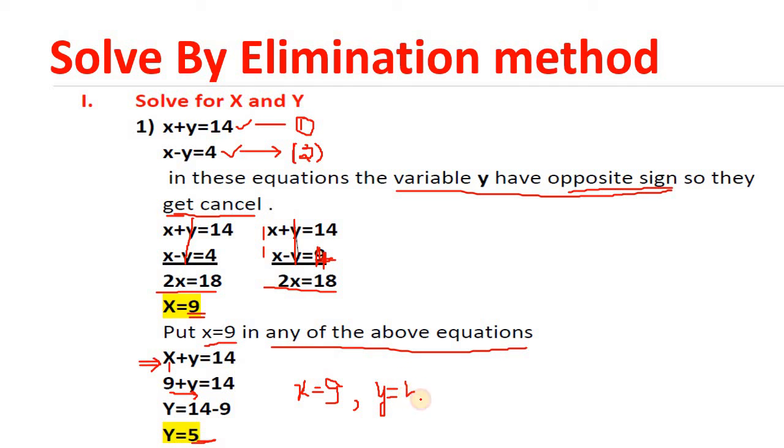Now we can check whether the given answer is correct or not. We have calculated the values of x and y. Here x plus y is equal to 14. The value of x is 9, so 9 plus 5 gives how much? 9 plus 5 is equal to 14. This is the first equation. So this answer is correct. Therefore x is equal to 9 and y is equal to 5 are the correct answers. This is how we can verify our answer with the given equation.